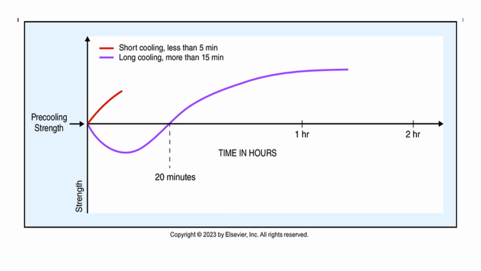This table just kind of shows what we mentioned earlier with pre-cooling strength. You can see on this timeline here, the red line shows the short cooling, less than 5 minutes, actually increases strength in the short term right away. When we do this long cooling, more than 15 minutes, you can kind of see that we have decreased strength output. But as we get back up to that 20 minutes and above, you can see that we tend to kind of regain that strength and even possibly exhibit more strength than the previous level, the pre-cooling level.